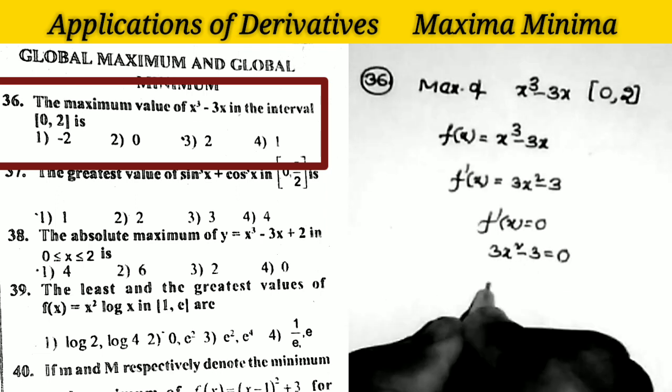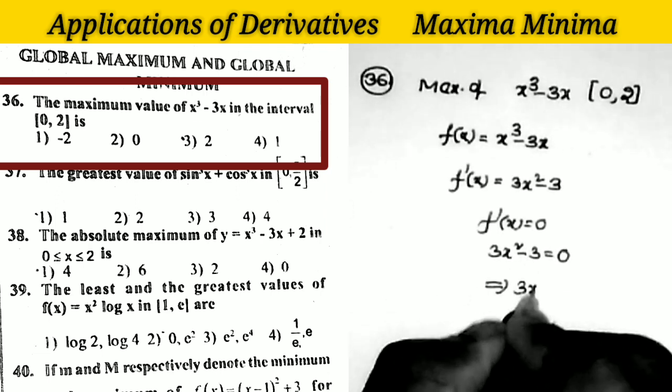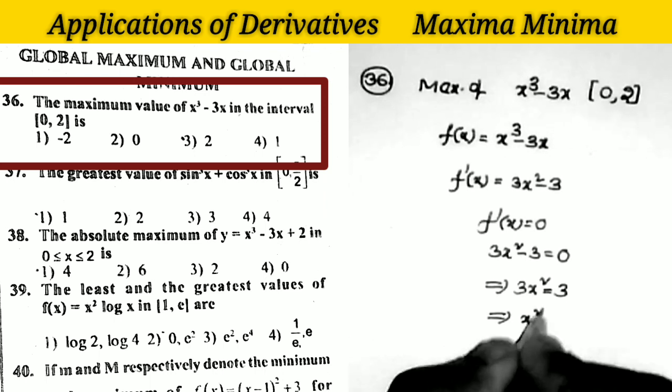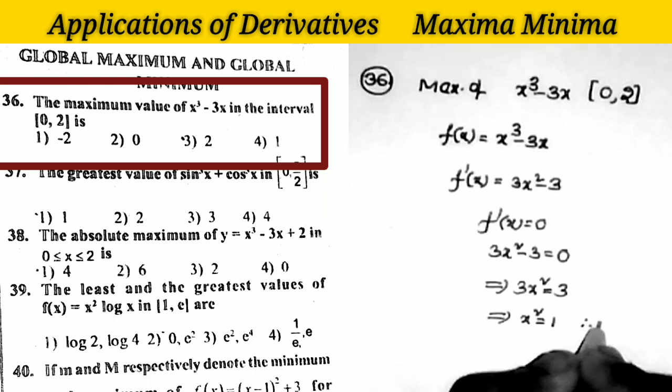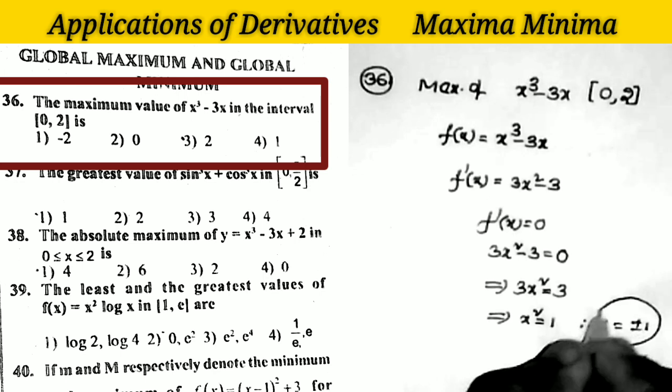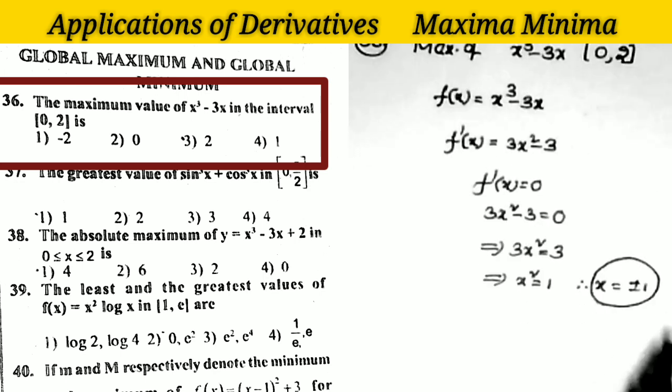Which implies 3x square is equal to 3, and x square is equal to 1. Okay, 3x square is equal to 3, x square is equal to 1. Therefore, what are the x values here? x is equal to plus or minus 1. So here we get two x values.